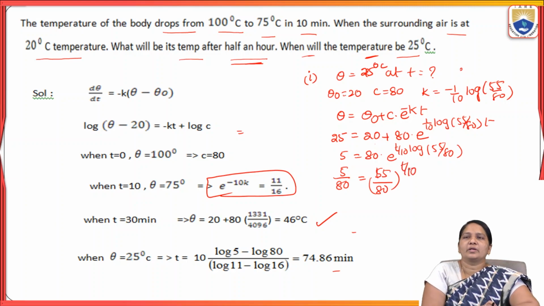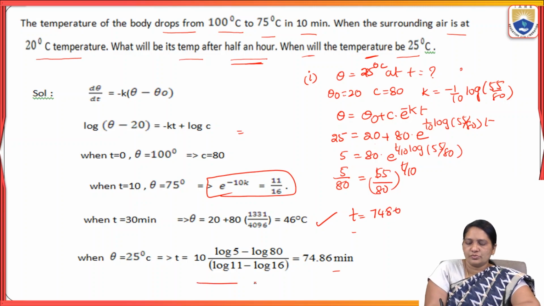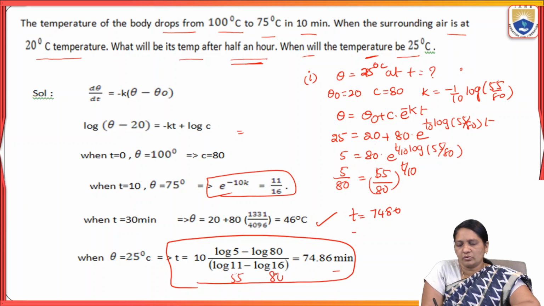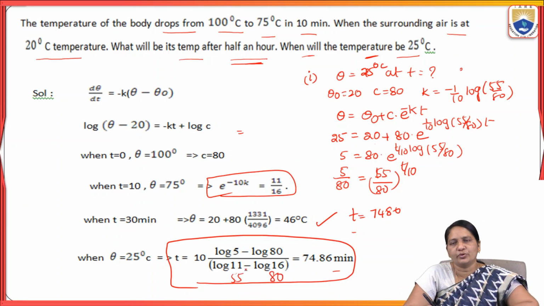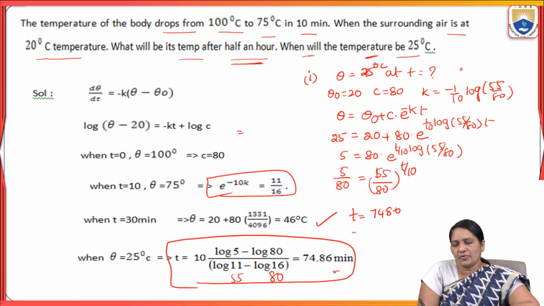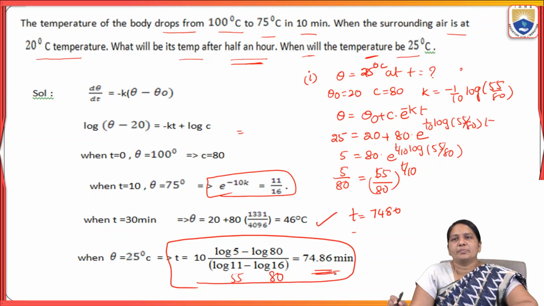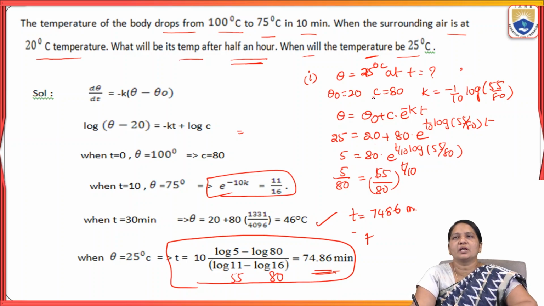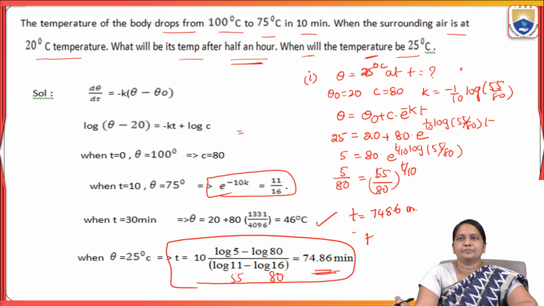When you are applying the log here, we can get the value. So finally, what is the t value we are getting here? 74.86. This is the value we calculated. So log 5 minus log 80 by log 11 minus log 16, otherwise log 55 minus log 80, both are the same. When you are simplifying that, we are going to get 11 and 16 only. After simplification, we got the value 74.86 minutes. So this is the time for the temperature theta equal to 25 degrees C.